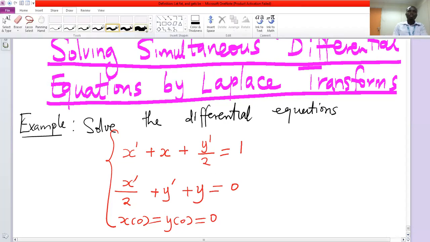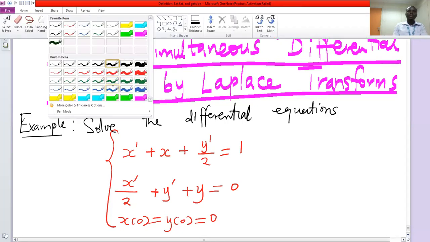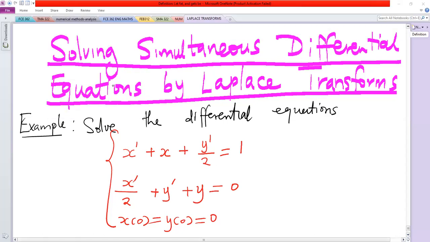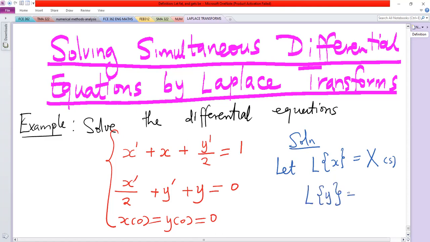So this is how we get the result. So note that the solution: the first thing, let the Laplace transform of x be given by capital X of s and the Laplace transform of y be given by capital Y of s.